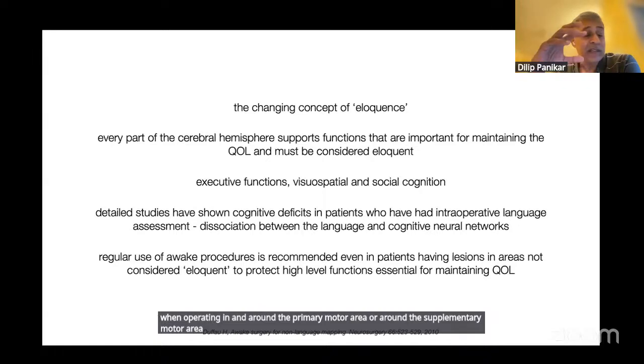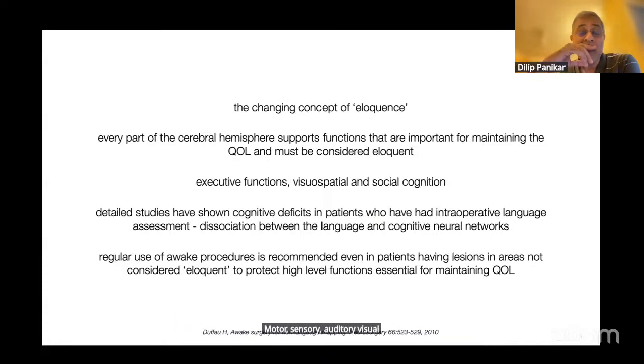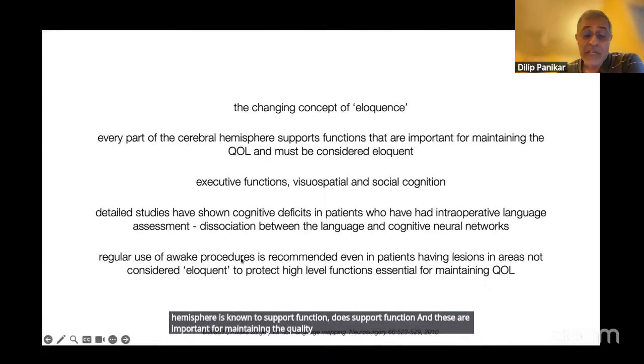So as I said, the concept of eloquence is changing from that very simplified definition of motor, sensory, auditory, visual, and so on, to the understanding that every part of the hemisphere supports function, and these functions are important for maintaining quality of life. Many of these include, for example, the executive functions, the visuospatial, and the social cognition.